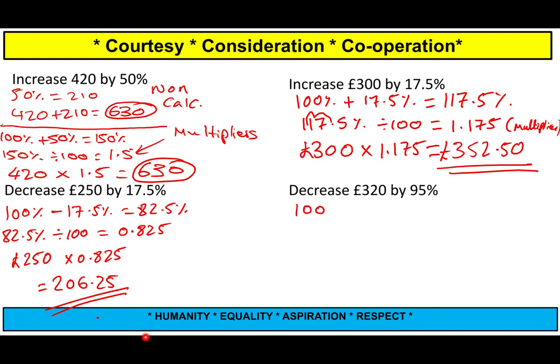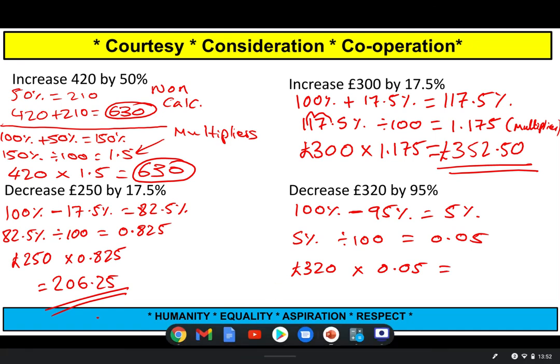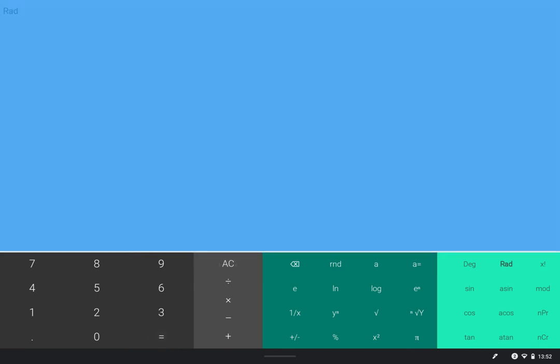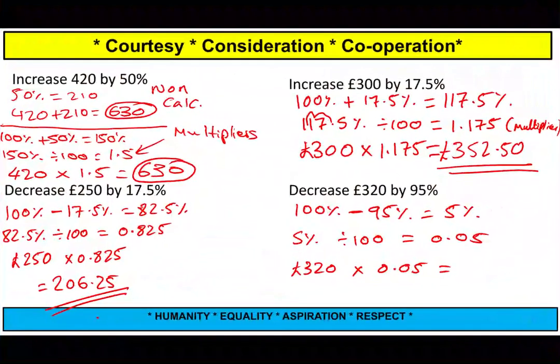Okay, last one, guys. First thing we do, 100% take away 95% to give us 5%. Change that to a decimal to give us 0.05. So that's my multiplier. Then all I do, multiply the amount by the multiplier to get my answer. So 320 times 0.05, 16. Okay, so that answer is 16.